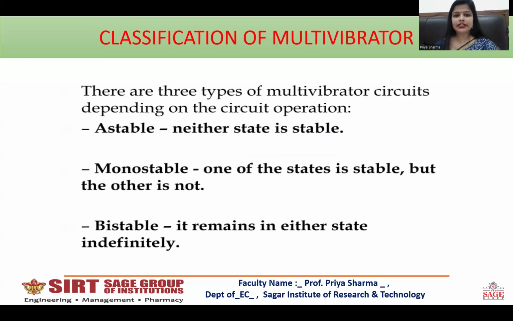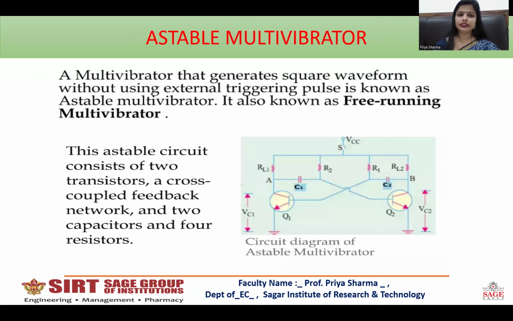Classification of multivibrators: there are three types of multivibrator circuits depending on the circuit operation. First is the astable multivibrator, in which neither of the states is stable. Second is the monostable multivibrator, in which one of the states is stable and the other is not stable. Third is the bistable multivibrator. It remains in either of the states indefinitely until it is triggered further.